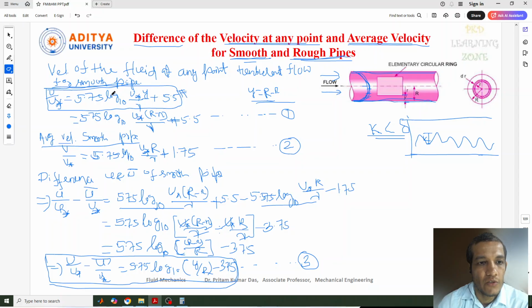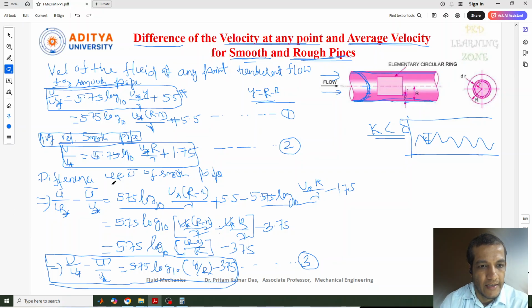Here the terms, I hope you know: u is the velocity, u star is the shear velocity, y is the distance from the surface, and nu is the kinematic viscosity, and this is for the velocity at a point. Similarly, the average velocity for the smooth pipe, which we discussed in our last video lecture. What is the average velocity? U bar by u star equal to 5.75 log 10 u star r by nu plus 1.75. This equation you also got in the last one.